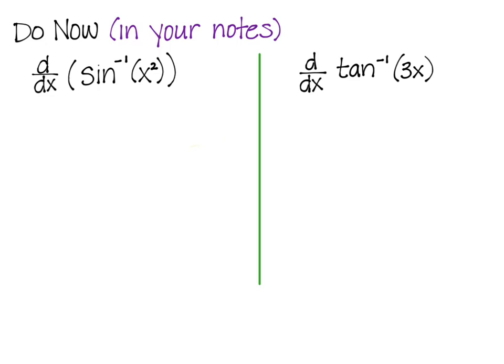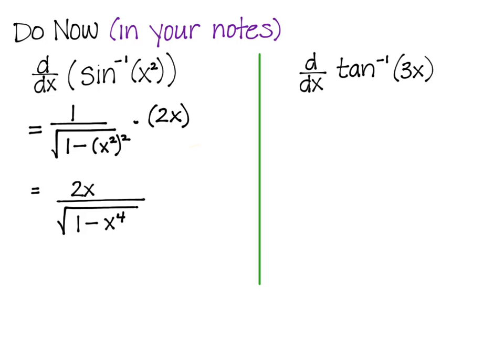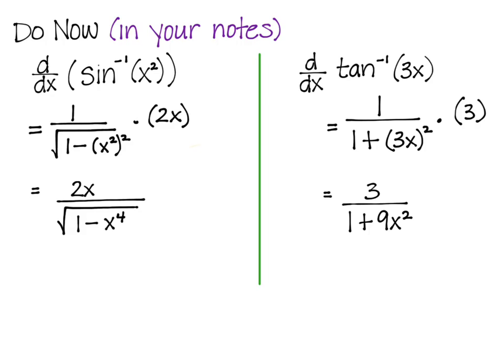Okay. So hopefully you've done these. We are going to have to employ the chain rule, and so we have 1 over the square root of 1 minus the argument squared times the derivative of the argument, and the argument was x squared. And simplifying that, and then for the arctangent, we have 1 over 1 plus the argument squared times the derivative of the argument, and simplifying that, we have that one.